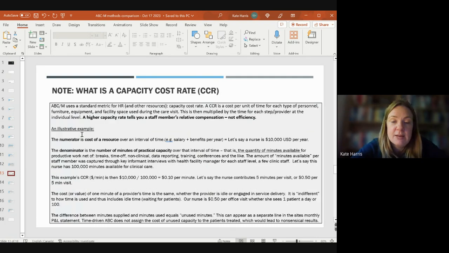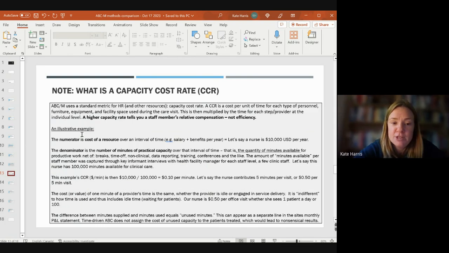Capacity cost rate is an important dimension of activity-based costing, so we just wanted to spend a minute to explain what it is and how it is calculated. It is a cost per unit of time of each type of personnel, furniture, equipment, facility space used during the care visit. And then it is multiplied by the time for each of the step at the individual level. It's important to note that this capacity cost rate doesn't tell you about efficiency. It just tells you how expensive something is. So it has a numerator, which is the cost, and a denominator, which is the time used.